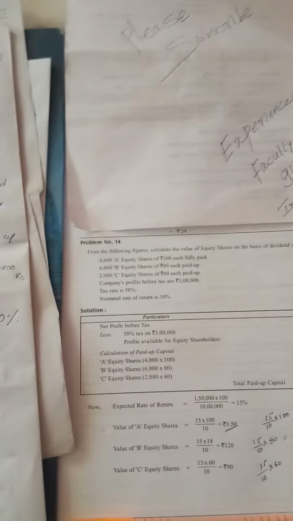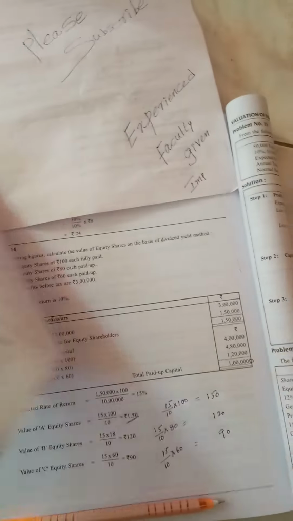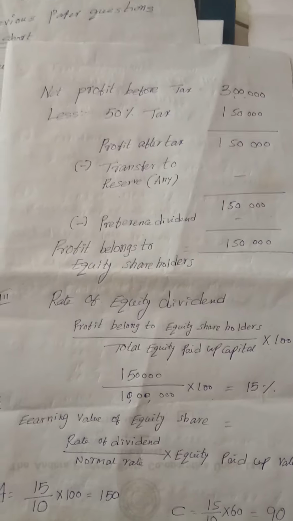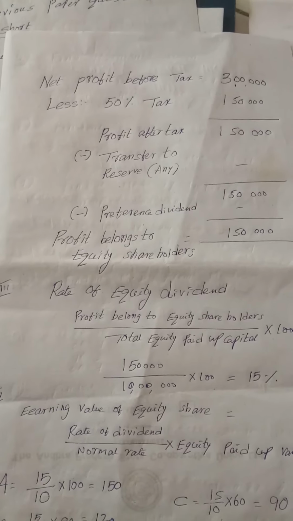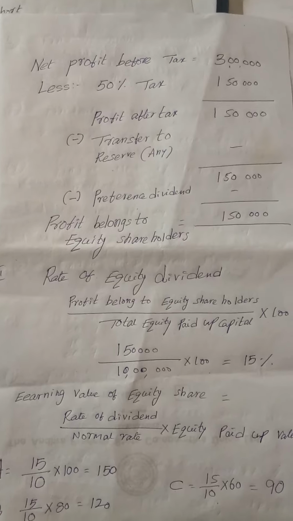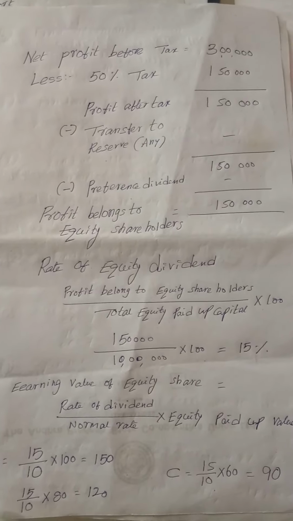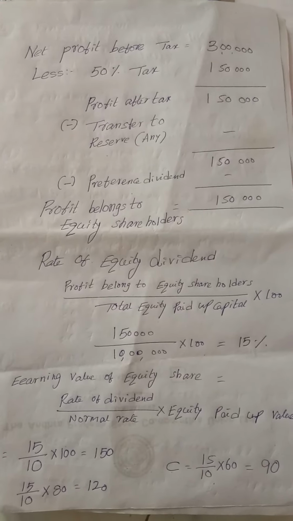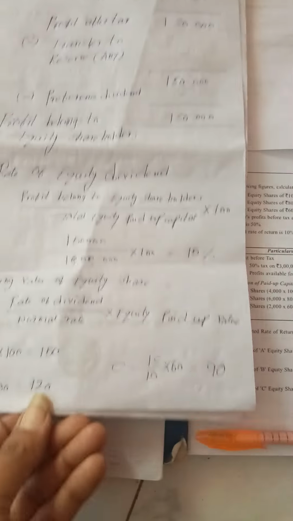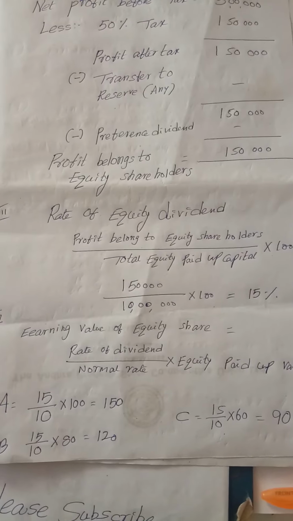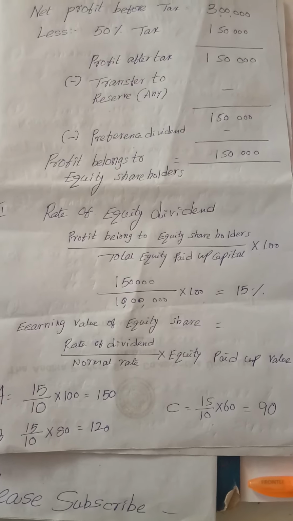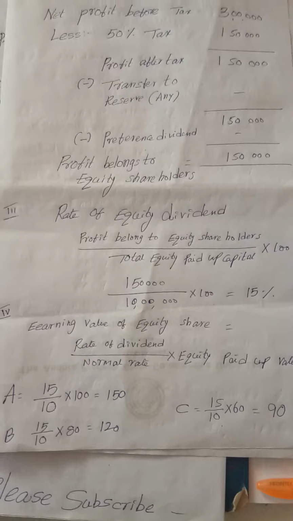Then my dear students, what you have to do is calculate the profit available to equity shareholders. Profit before tax is 3 lakhs less 50% tax. We get profit after tax. Less transfer to reserve, it's not given. Then less preferential dividend, preference capital is not there. The profit available to equity shareholders is 1,50,000. Rate of equity dividend is equal to profit available to equity shareholders by total equity capital into 100. 1,50,000 by 10 lakhs into 100, it is 15%. What is 10 lakhs? That is paid up capital.